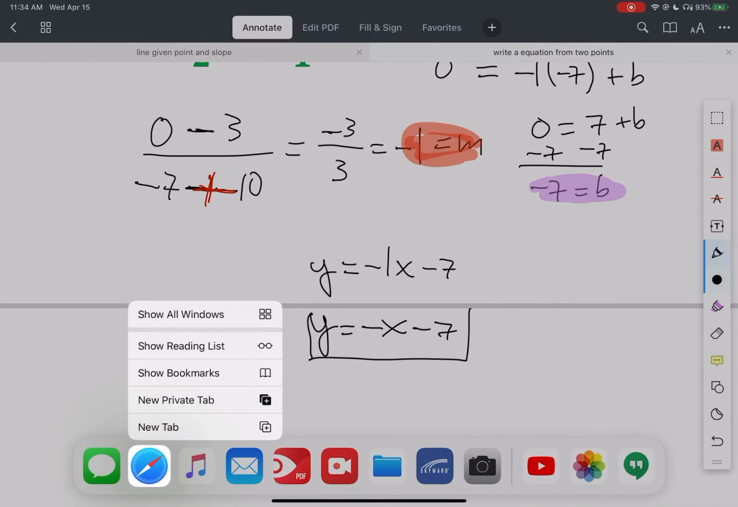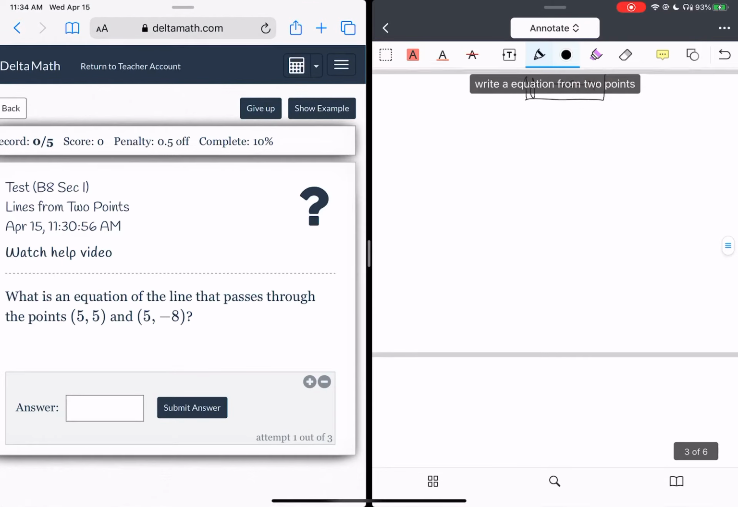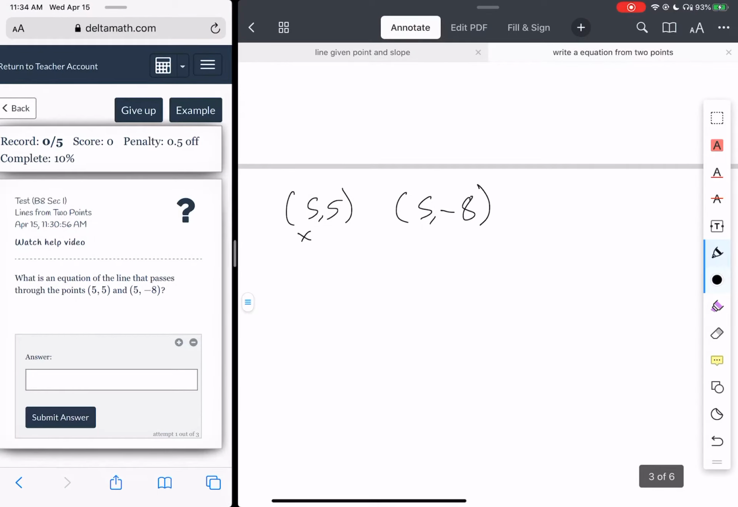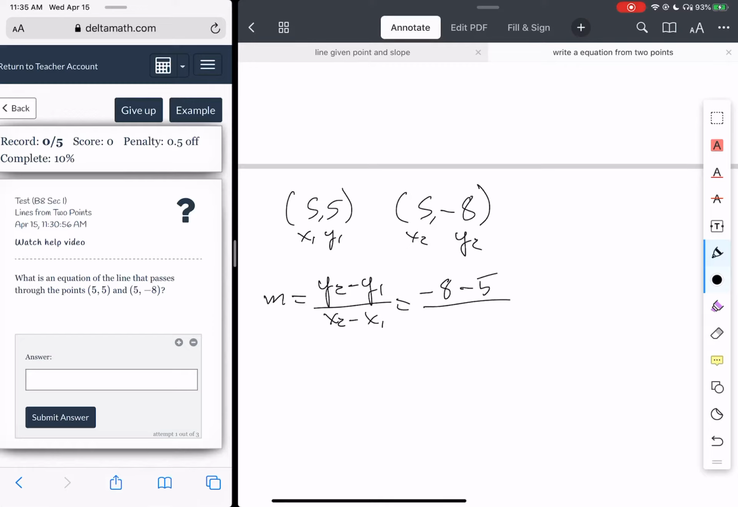So let's go and try another example. So this next example, we're given the points 5, 5 and 5, minus 8. So we have my x1 and my y1, and then my x2 and my y2. So my slope is going to be equal to y2 minus y1 over x2 minus x1, which is negative 8 minus 5 on top, and then 5 minus 5 on bottom. Negative 8 and negative 5, if they're both negative, it's a sum. And 8 plus 5, 8, 9, 10, 11, 12, 13. Since it's two negatives, it's minus 13 on top, and 5 minus 5, 0 on bottom.